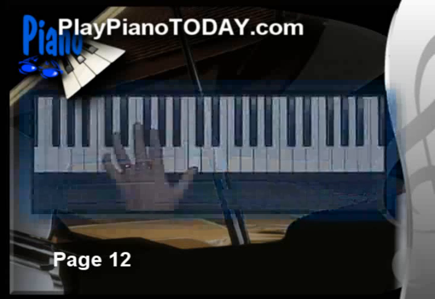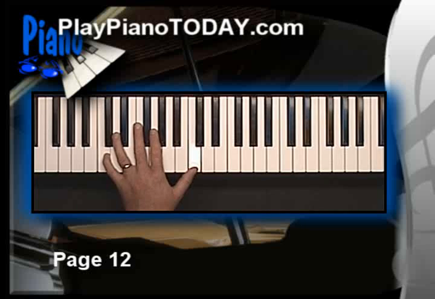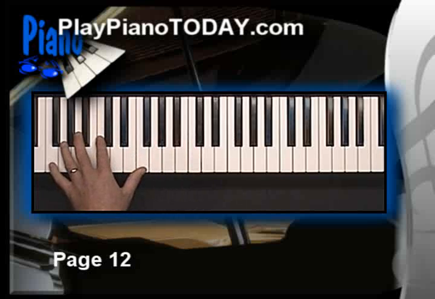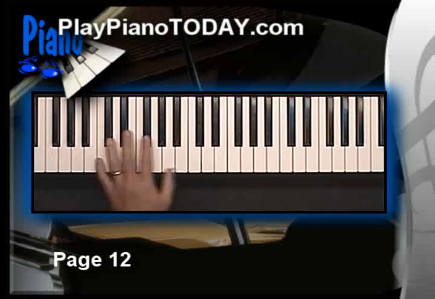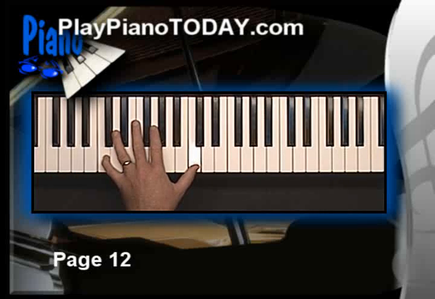So the left hand for the entire first line is going to go like this. C, 2, 3, 4, C, 2, 3, 4. Let's get some low Fs. F, 2, 3, 4, C, 2, 3, 4.